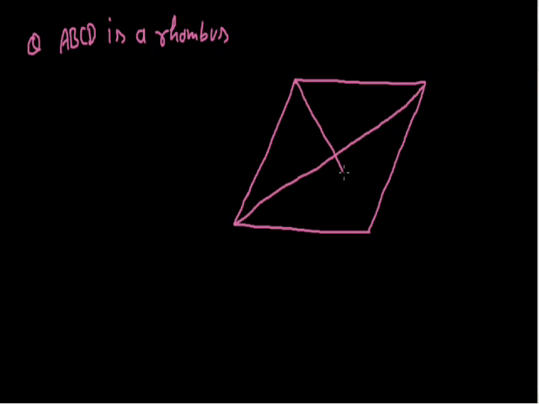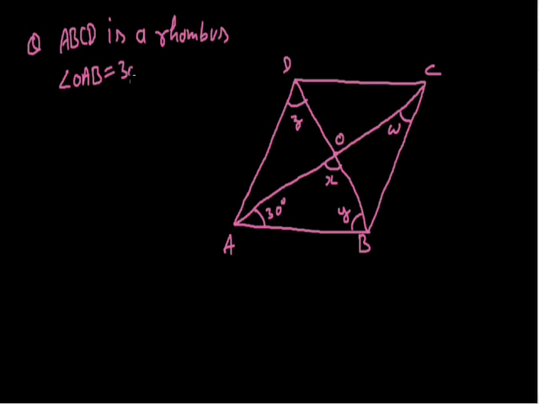Now we move to the next question. ABCD is a rhombus in which this is A, this is B, this is C, and this is D, and this point is, let's say, O. Now ABCD is a rhombus in which angle OAB is 30 degree. We have to find the values of W, X, Y, and Z. So let's see the solution of it.